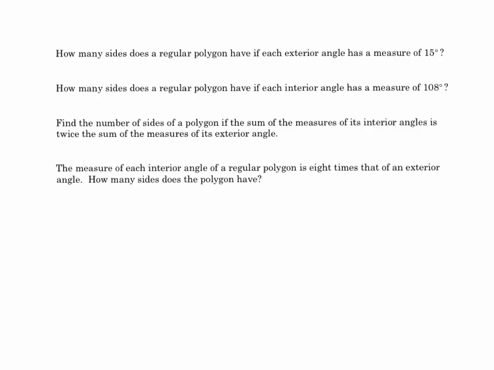Let's now finish by looking at these last four problems. In the first one, we're asked how many sides a regular polygon has if each exterior angle is 15 degrees. Well, we know that all the exterior angles have to add up to 360 degrees, so we can just take 360 degrees, divide it by 15, and that answer is 24, so that is the number of sides.